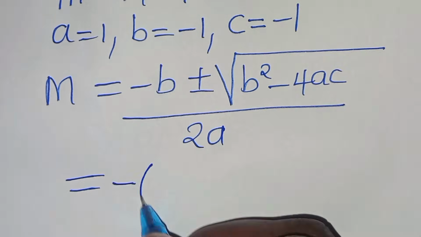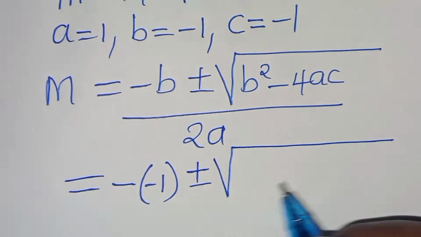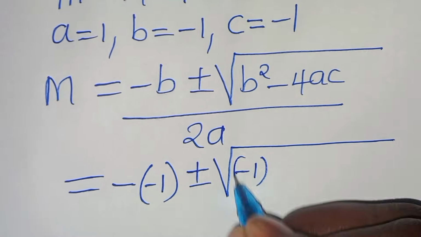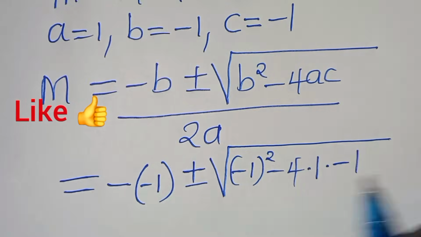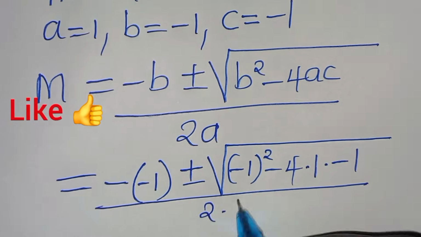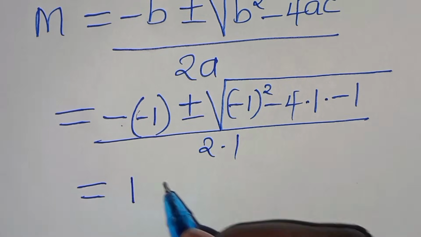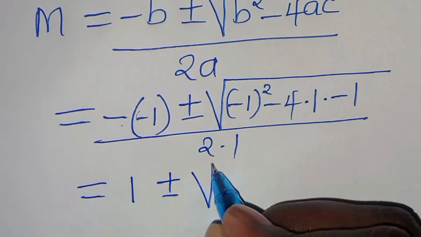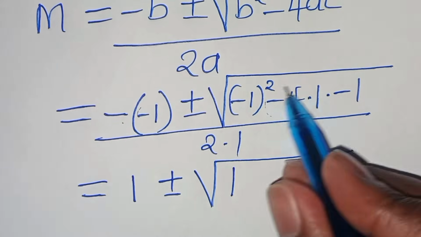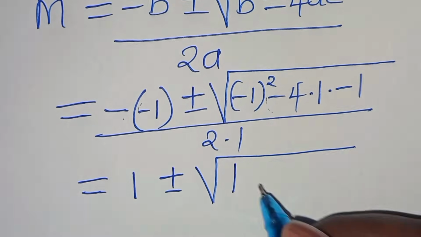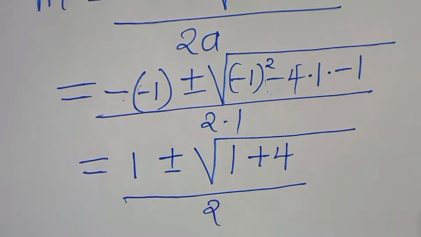So we have minus times minus 1 plus or minus the square root of minus 1 raised to the power of 2 minus 4 times a, which is 1, then times c, which is minus 1, everything here divided by 2 times 1. So this is equal to minus times minus 1, this is 1, plus or minus the square root of minus 1 squared, this is 1, minus 4 times minus 1, this is the same thing as plus 4, everything here divided by 2.